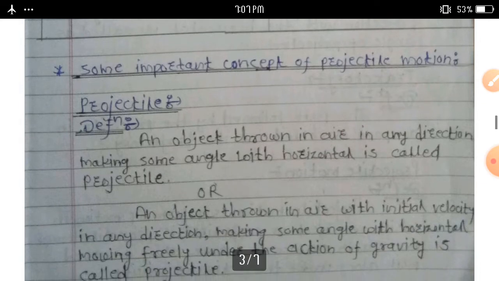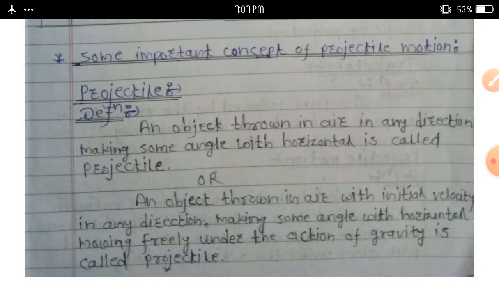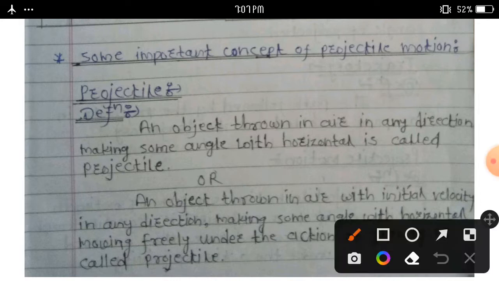Then we discuss a very interesting and important concept in projectile motion. Firstly, what is meant by projectile. See here the definition. Definition: an object thrown in air in any direction making some angle with the horizontal is called a projectile.